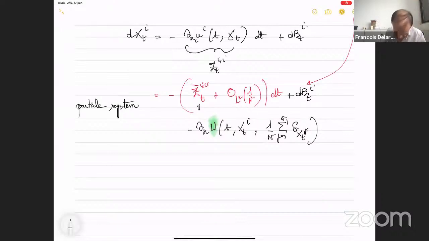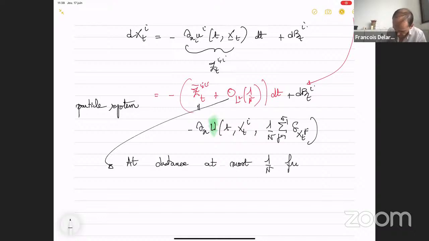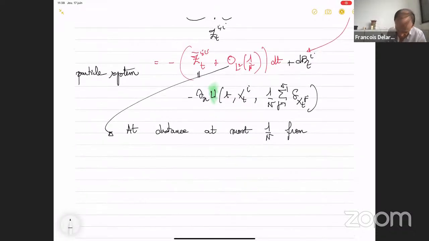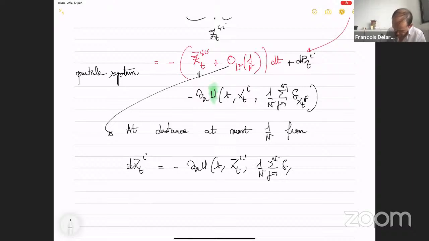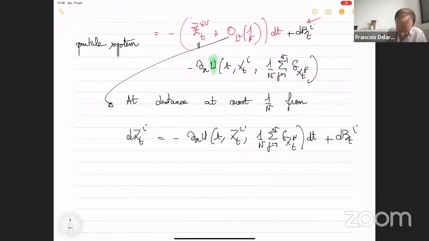And what you say is that you propagate this 1 over n, and this particle system is at a distance at most 1 over n from the same thing without the capital O. So you remove the big O, you take the same particle system, but without the capital O. And this one is a standard particle system which converges to a McKean-Vlasov SDE. So here, this is a standard particle system.